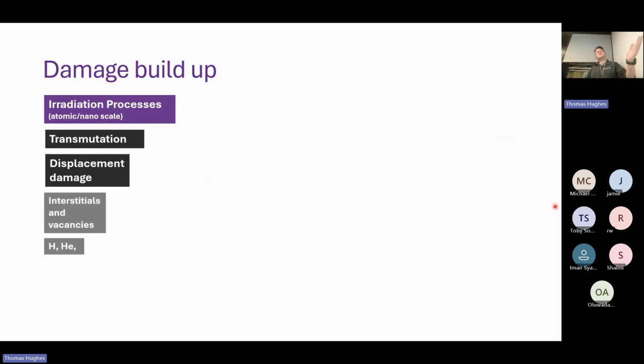Something else that then happens, we've got our interstitials and vacancies form. Then we also need to be concerned with hydrogen and helium because they are present. So hydrogen being in the form of our deuterium or tritium. And we've got helium, which is a byproduct of the DT reaction. This is all happening in our plasma, and these all will affect what happens next.